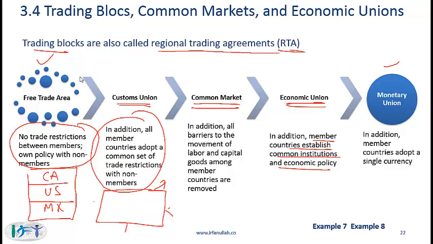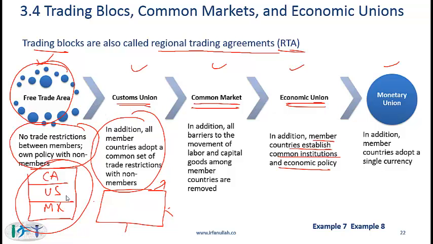The first and most basic form of agreement is to have a free trade area or a free trade agreement, and the classic example there being NAFTA. At the other end, we have a monetary union, and the classic example there is the Eurozone. So those are easy to remember. Then you just have three other sorts of agreements to remember.